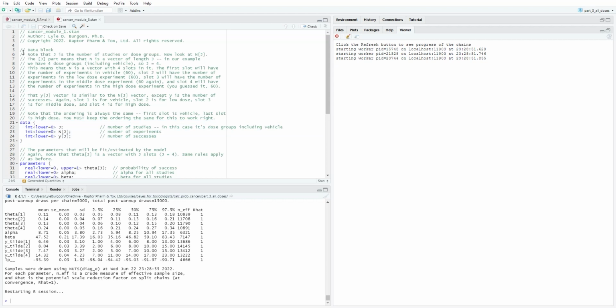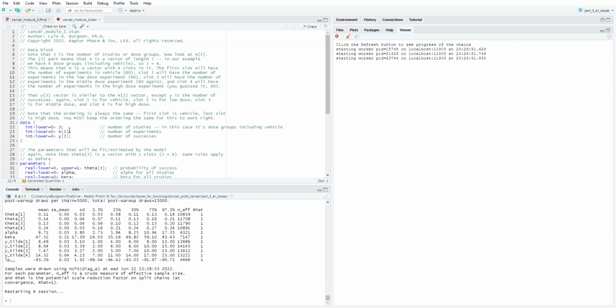So here, starting at line 5, I talk about what is happening in this data block. The first thing we have is this variable or object called J. And here in the inline documentation, I say this is the number of studies. In this case, it's the dose groups, including vehicle. So we've got, let's say, low, medium, high, and vehicle. That's a total of 4 groups. So when we go to build the data within the RMD file, you're going to see J equal to 4. So we're assigning the value 4 to J because there are 4 groups, or quote unquote studies.